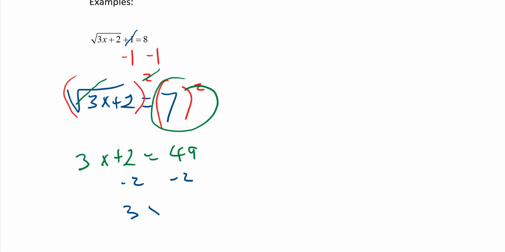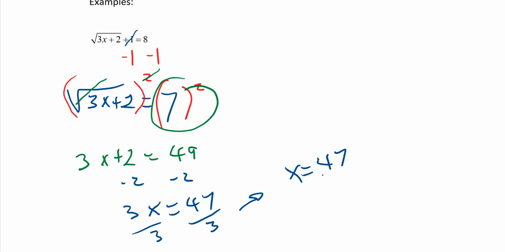Subtract 2 from both sides. You get 3x equals 47. Divide both sides by 3. And we end up with x equals 47 over 3. And that is your answer.